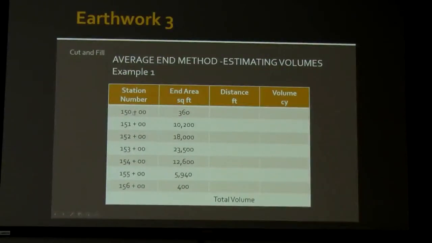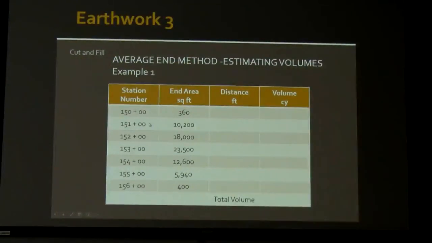Like from the first station to the second might be 100, the next one might be 50, and the next one might be 250. It depends on the actual grade and how these cross-sectional areas line up based on engineering judgment. So first, we calculate the distance between the first station and the second station, which in this case would be 100 feet. In our first row, it's just the end, so we don't have any volume. Our distance is 0 and our volume is 0, so these would be left blank.